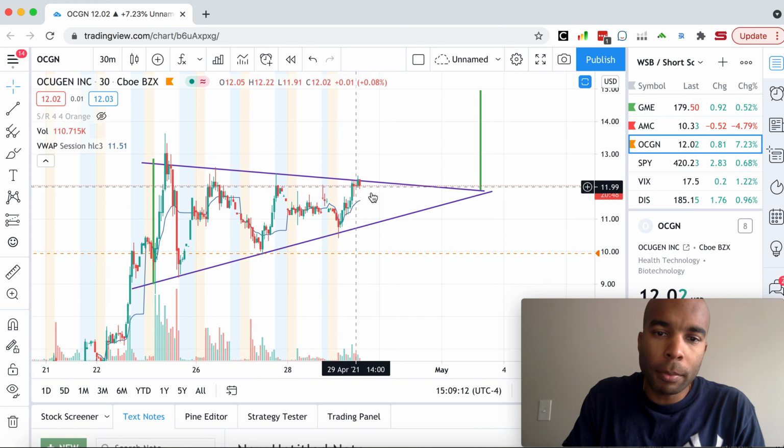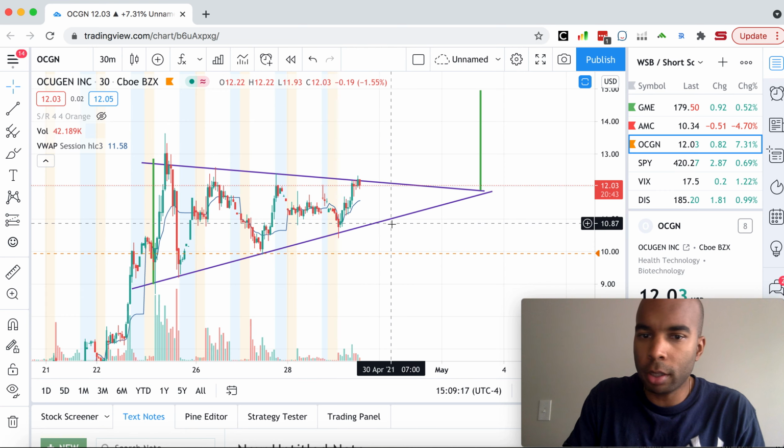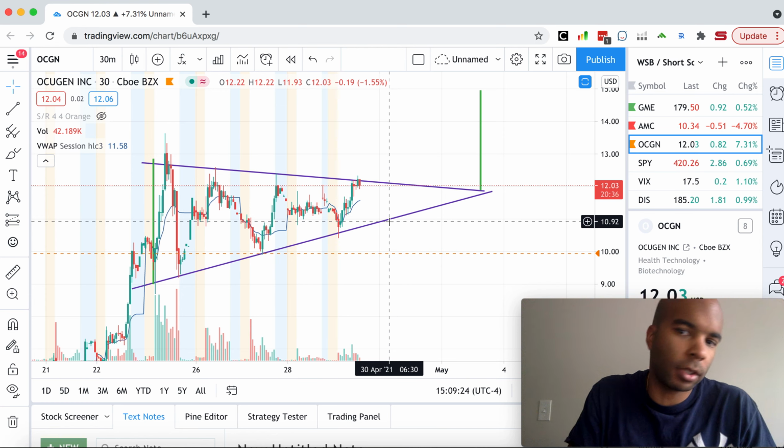So when this comes down to this point, a lot of people are wanting it to come down here. And when it gets down to here, people are going to buy. They're going to set their buy orders, buy in, and it just becomes a self-fulfilling prophecy. It starts to go up.